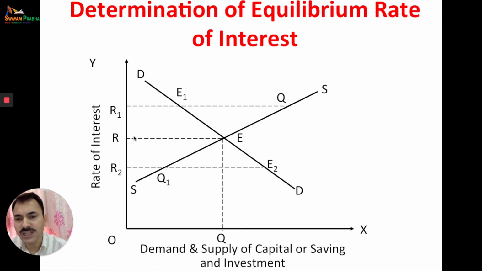But suppose the rate of interest increases from OR to OR1, then demand for capital starts decreasing. Here demand will decrease, but the supply has a positive relationship, so supply will increase. E1 to Q, this is the excess supply. But on the contrary, if the rate of interest decreases from OR to OR2, then supply will decrease, but demand will increase. Here is excess demand.